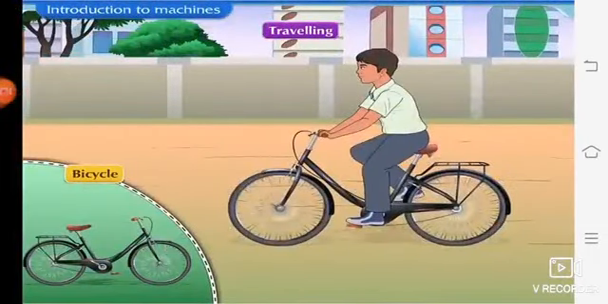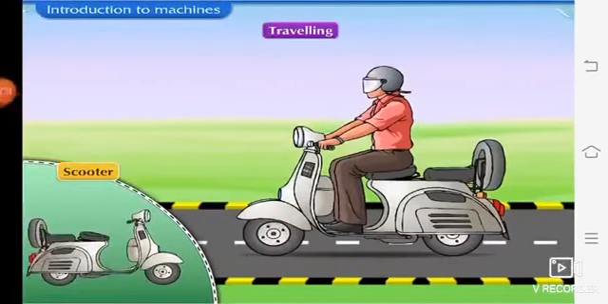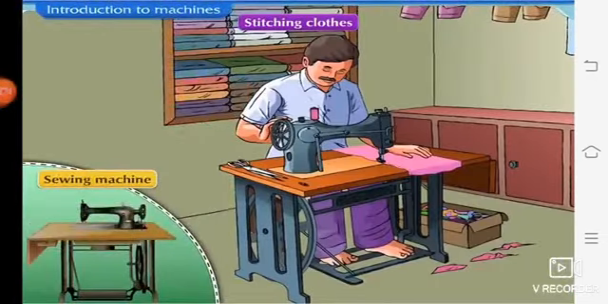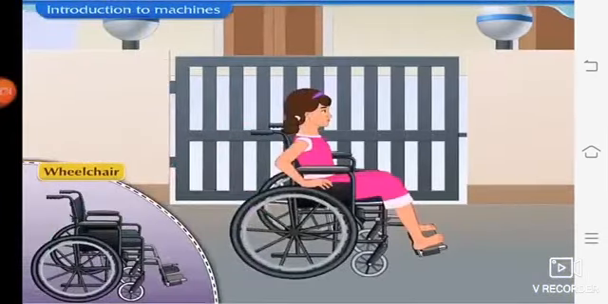The next one, that is a bicycle. What is the use of it? It is used for traveling. Later on we are having a scooter. It is also used for traveling. Then we are having a sewing machine. Can you tell me the use of sewing machine? Yes, by looking at the picture we can understand it. It is used for stitching clothes. Then we are having a wheelchair which is used by physically handicapped people for traveling.